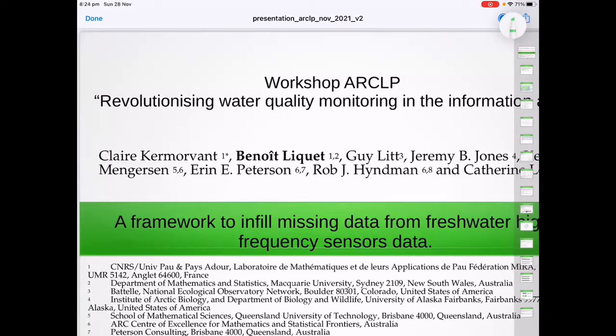So as Erin said this morning, this work has been driven by Claire, who is a postdoc located in France. So due to the difference in hours, I am pleased to present this collaborative work with all these collaborators. And it is about a framework to infill missing data from freshwater data.